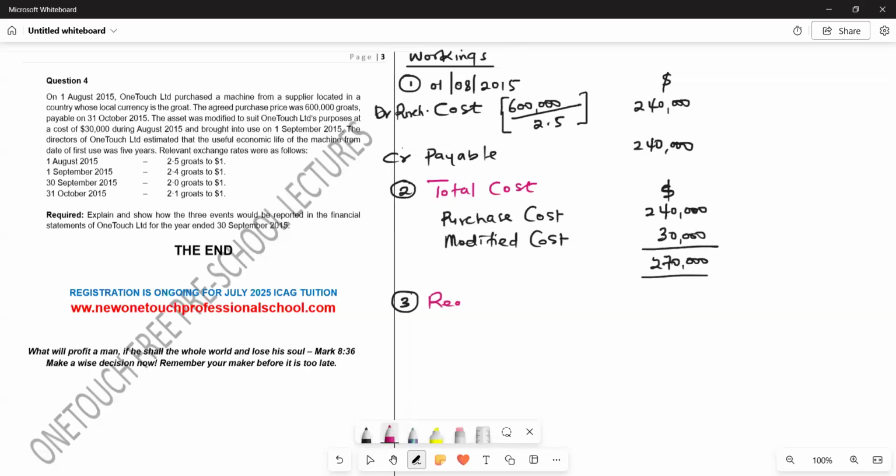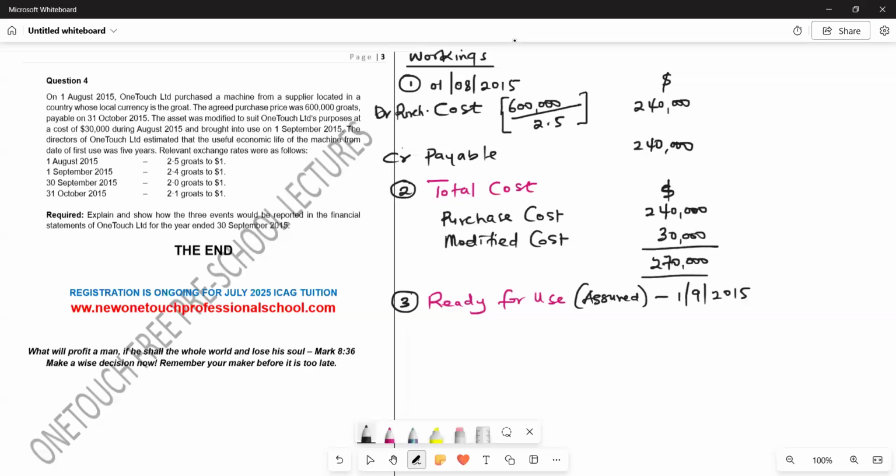So let me write it just for your revision's sake. Ready for use is assumed to be 1st of September 2015. We don't care when it is put to use. It's very important you take note. The directors of Onetouch estimated that the useful economic life of the machine from the date of first use was 5 years. So meaning from the 1st September, it's 5 years.